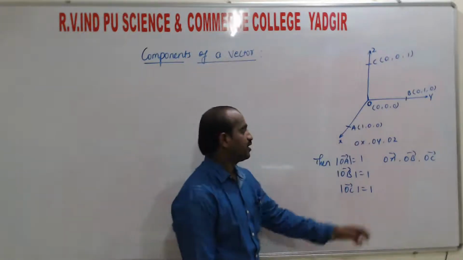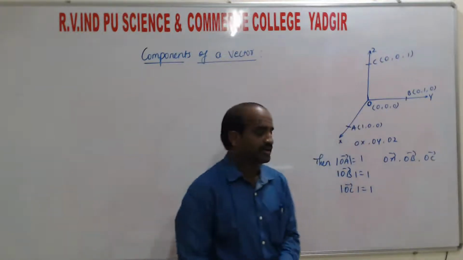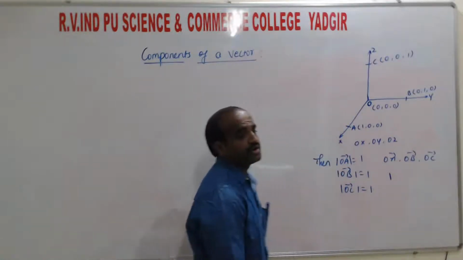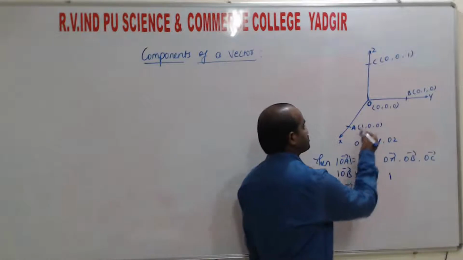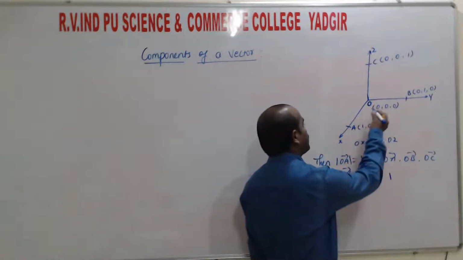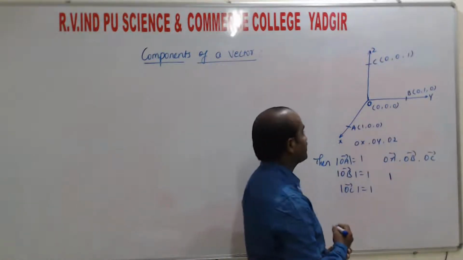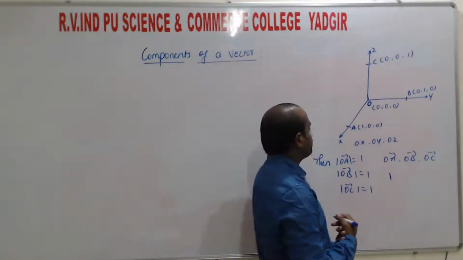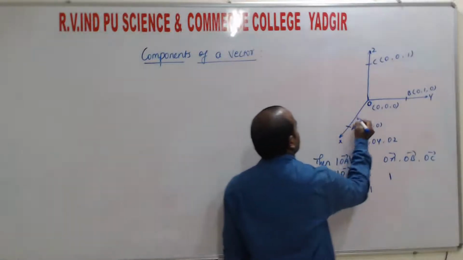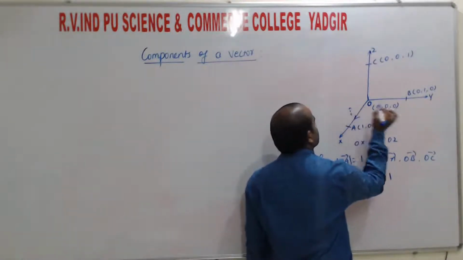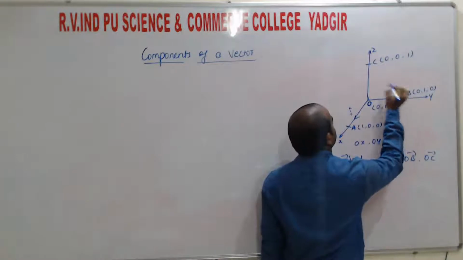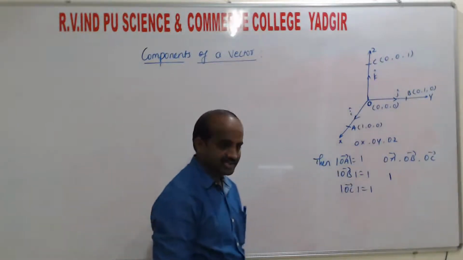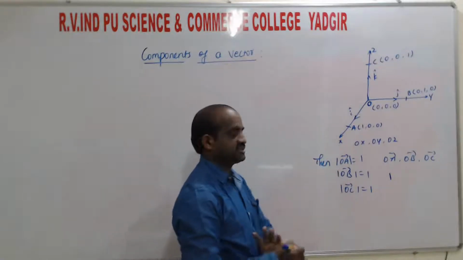The vectors OA, OB, OC, each having magnitude 1, are called unit vectors along the axes OX, OY, OZ respectively. And we denote these by i cap, j cap, and k cap. These are the unit vectors along the x-axis, y-axis, z-axis.